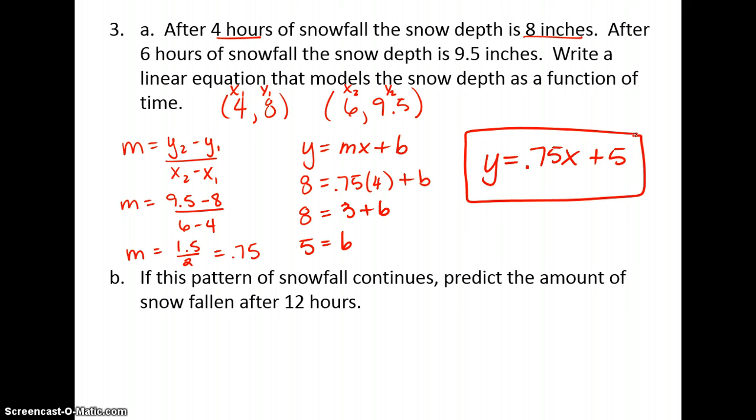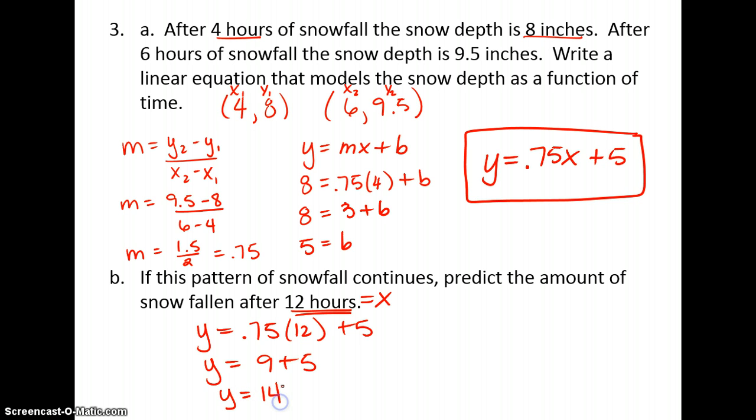Now, in part B, it says do something with that. If this pattern continues, predict the amount of snowfall after 12 hours. So it looks like we're having a blizzard this day. 12 hours, well, where does that go? Is it going for x or y? If you can't remember, look back up to your ordered pairs. Hours was an x, and inches was a y. So this 12 hours was going in for x. I use my model, y equals 0.75 times 12 plus 5. 0.75 times 12 is 9 plus 5, and so y is 14.